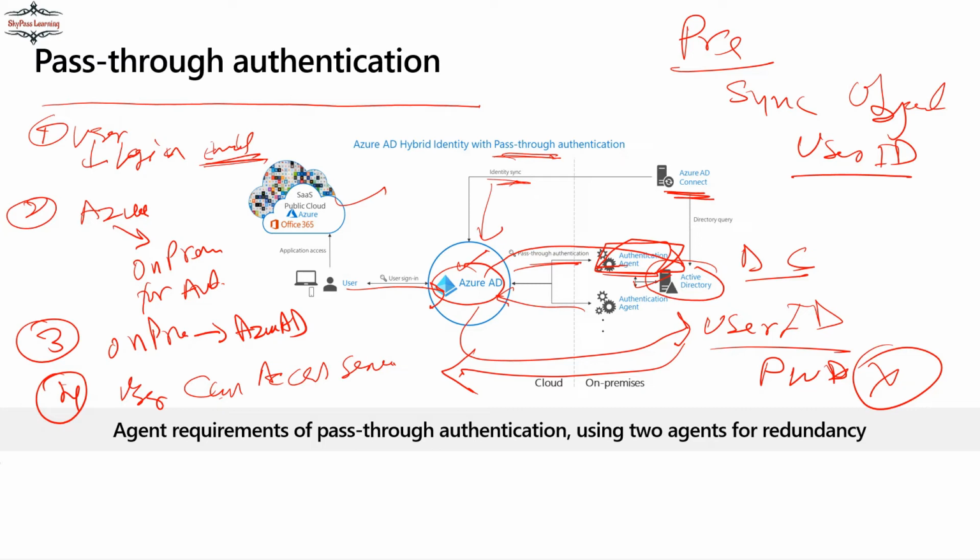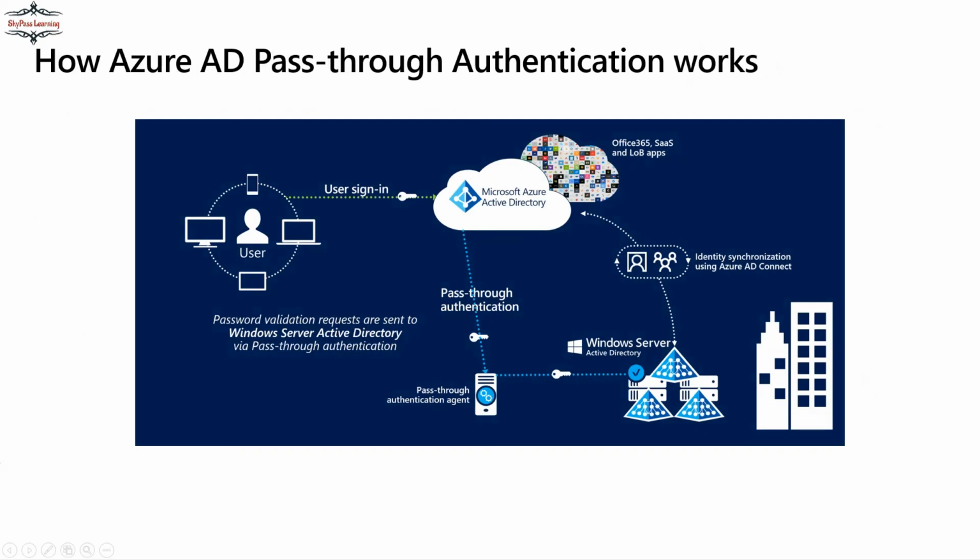Okay, this authentication is successful, and then the user is able to access the services. So this is the pass-through authentication strategy. How it basically works, you can see in this other scenario.